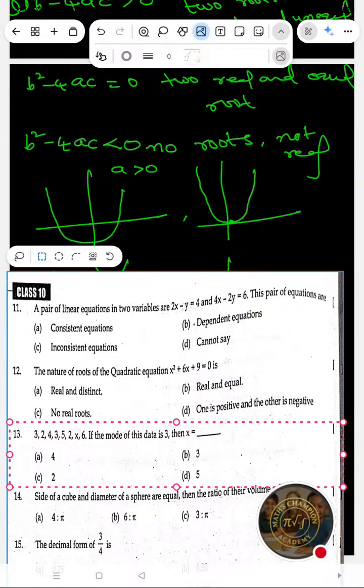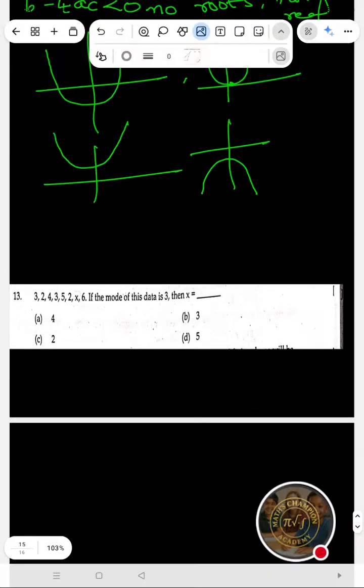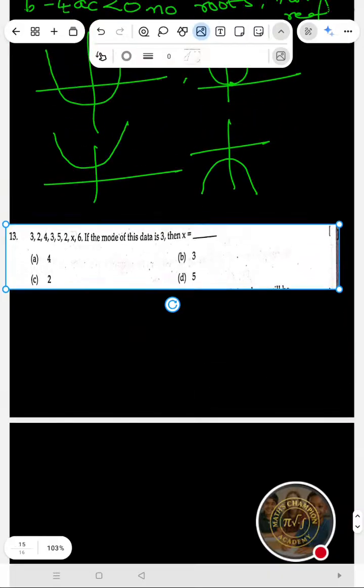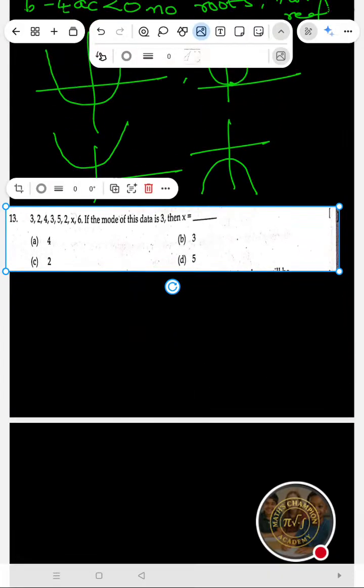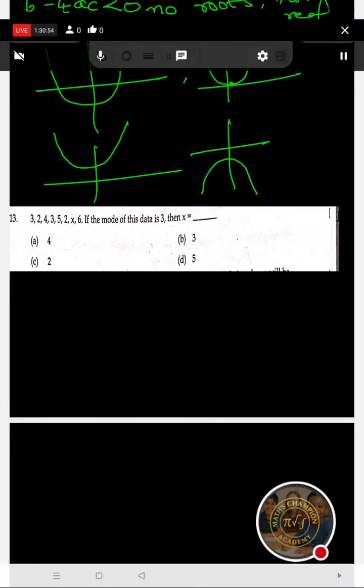Here it is a very easy question. Try to answer this question. Here the data is 3, 2, 4, 3, 5, 2, x, 6. The mode of the data is 3, directly given. What is the mode? The most frequently occurring data. Mode is given.